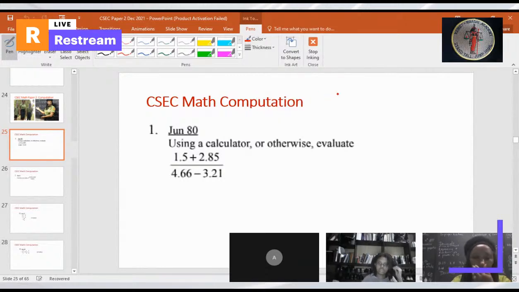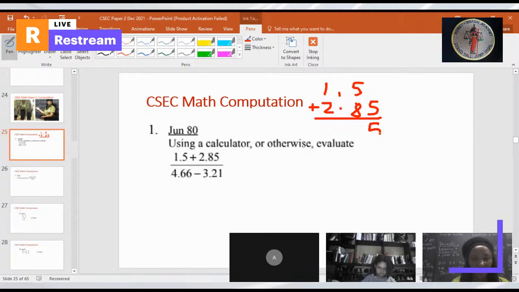It says using a calculator or otherwise, evaluate 1.5 plus 2.85 over 4.66 minus 3.21. So first thing, we're going to use the calculator or do otherwise. All right, so let's go with the otherwise. So 1.5 plus 2.85, and that would give you 4.35.